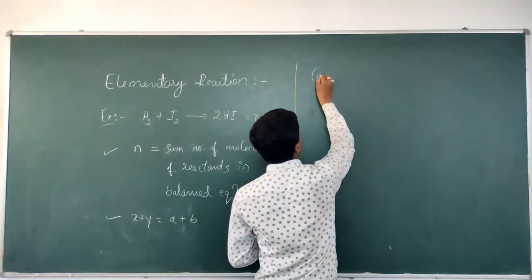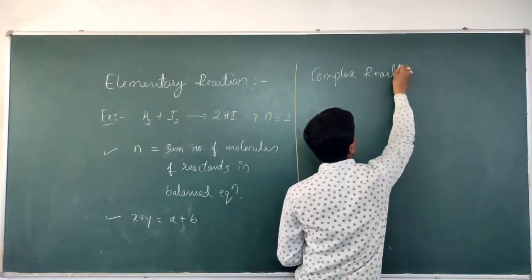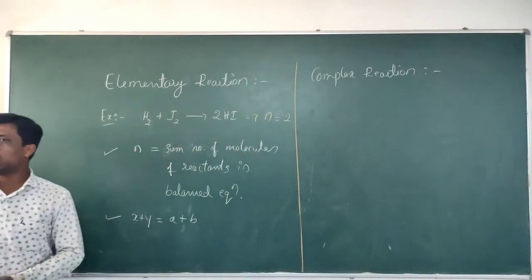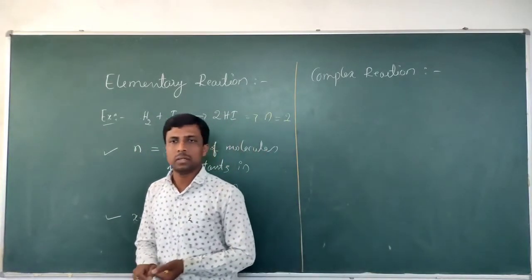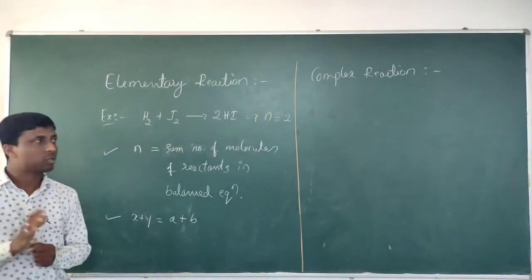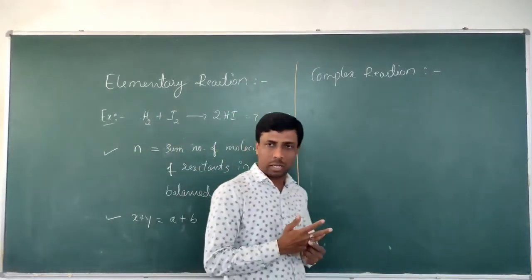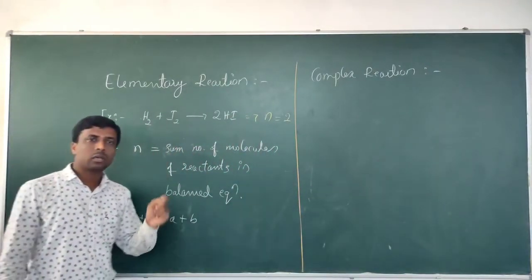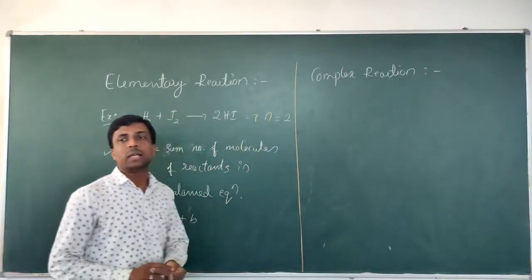Next one is complex reaction. What is a complex reaction? The reaction which is carried out or which takes place in 2 or more than 2 steps is called a complex reaction. ಯಾವ ರಿಯಾಕ್ಷನ್ 2 ಸ್ಟೆಪ್ ಮತ್ತು 2ಕ್ಕಿಂತ ಹೆಚ್ಚು ಸ್ಟೆಪ್ಸ್ ಒಳಗೆ ಆಗ್ತದೋ ಅದನ್ನ ಏನಂತ ಕರೀತೀವಿ ನಾವು ಕಾಂಪ್ಲೆಕ್ಸ್ ರಿಯಾಕ್ಷನ್ ಅಂತ ಕರೀತೀವಿ ನಾವು. The reaction which takes place in 2 or more than 2 steps is called a complex reaction.